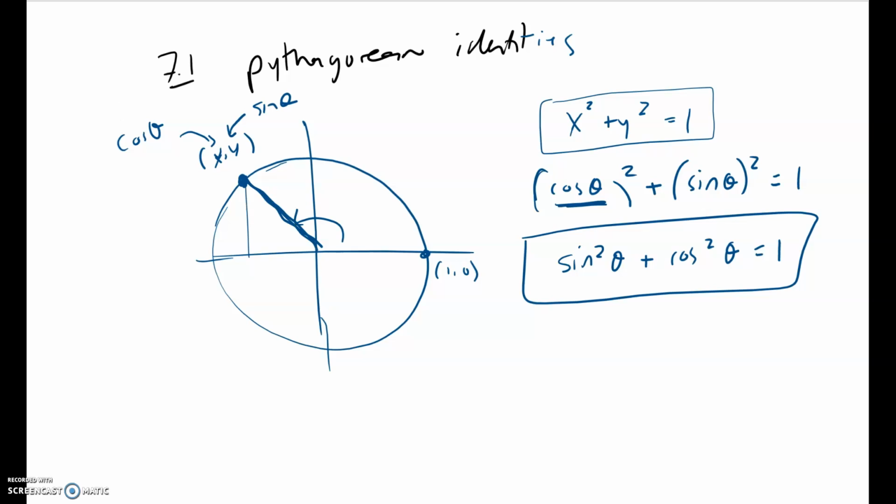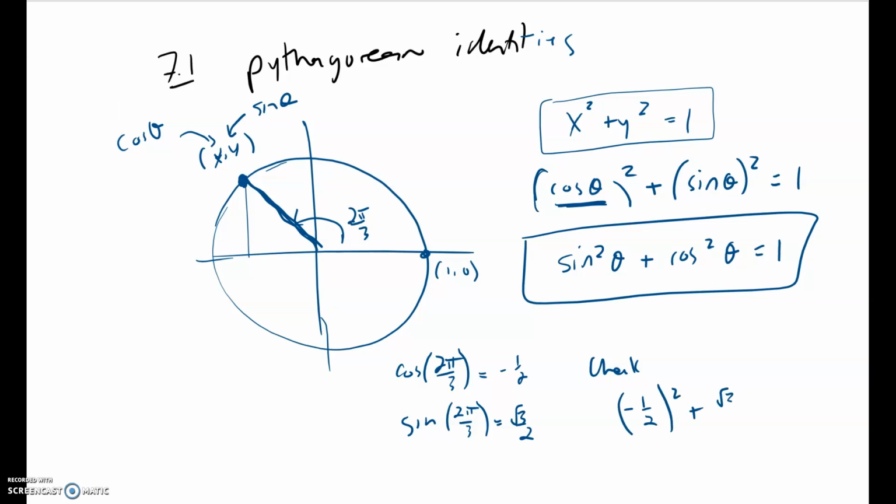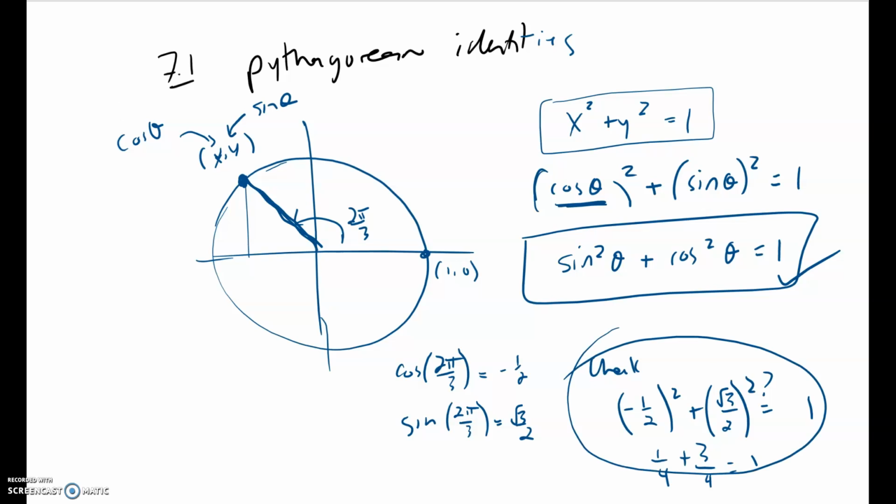If I just pick any angle, let's pick 2 pi over 3. Does that work? Everyone knows that the cosine of 2 pi over 3 is negative 1/2, and that the sine of 2 pi over 3 is root 3 over 2. So we can do a check of our proof. Does 1/2 squared plus root 3 over 2 squared equal 1? Well, it should. 1/2 times 1/2 is a fourth. Root 3 squared is 3. 2 squared is 4. 1/4 plus 3/4 equals 1. Okay, that's not the proof. This is the proof, but we could try it for any one and it should work.